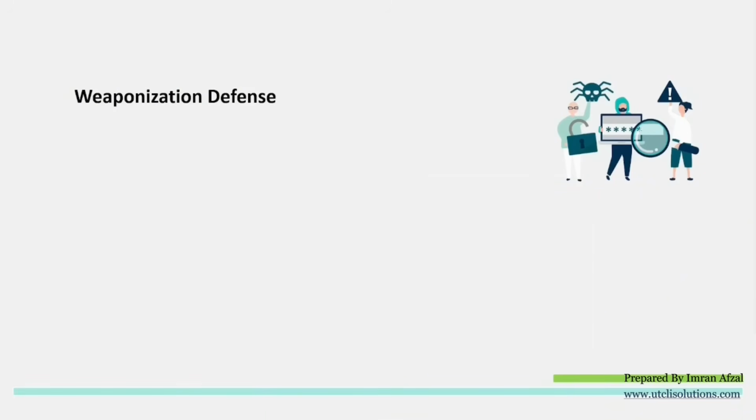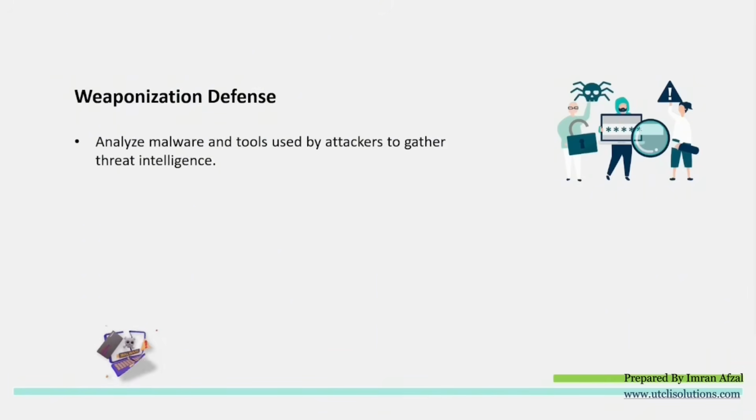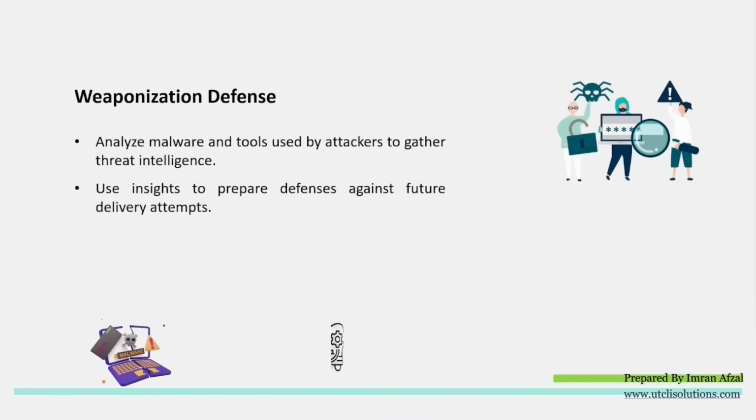Weaponization defense. So, breaking the cyber attack lifecycle at this stage can be tough, because the weaponization happens within the attacker's own network, which makes it hard to detect. However, there is still hope. By analyzing the malware and tools that attackers use, we can gather valuable threat intelligence. This information can help us create protection against new unknown threats, especially when they try to deliver the attack in their next phase.